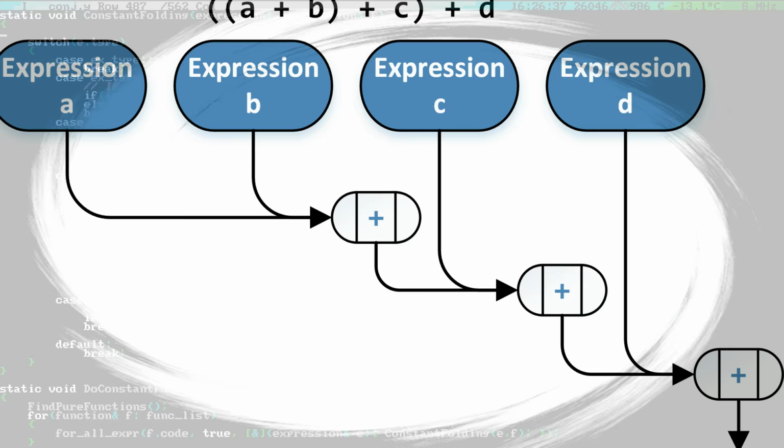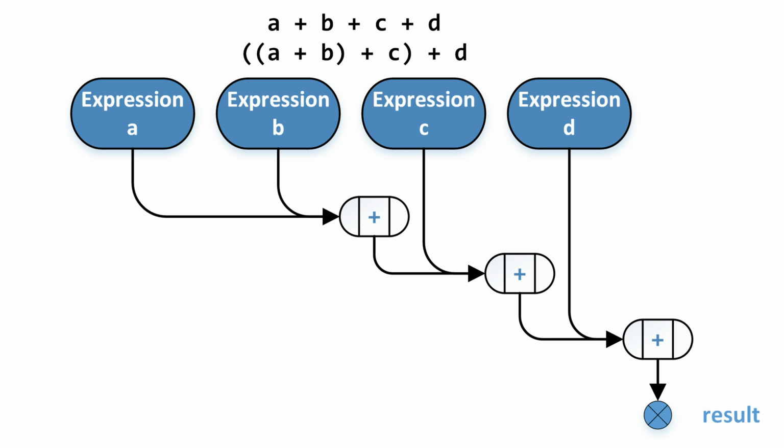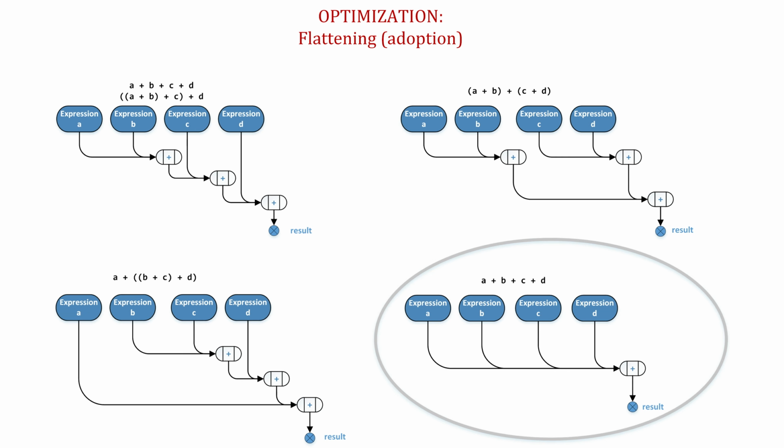This is the tree structure that the compiler generates when it parses an add expression that contains four operands. It generates three add expressions that each have two operands. But the thing is, this exact same outcome can be accomplished with many different structures. Some of these work only because the add operator is commutative, meaning the order of operations does not matter, but the simplest possible structure is the one shown in the lower right corner, where we have exactly one add operator and four parameters.